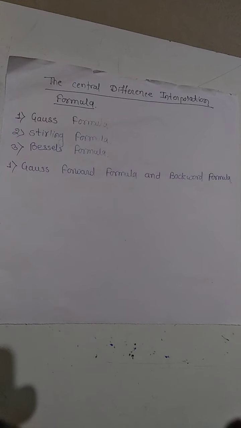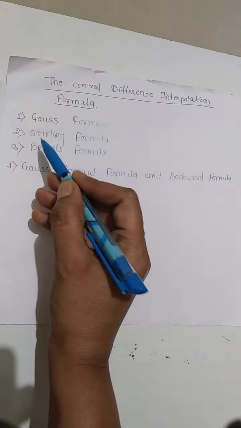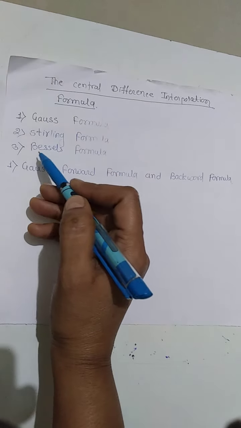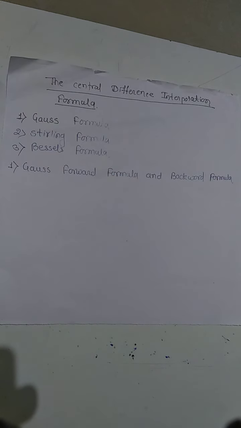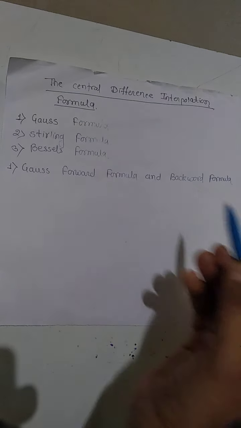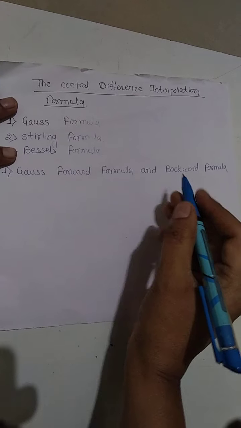Hello friend, today we are going to learn article number 3, the center difference interpolation formula. In this section, we study three formulas. First, Gauss formula, second, Stirling formula, and third, Bessel formula. First, we see the Gauss forward formula and backward formula. First, write the table.